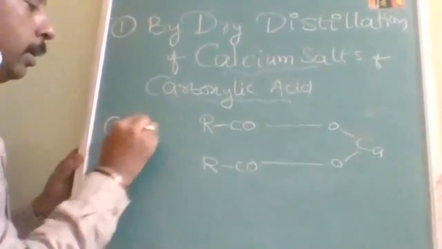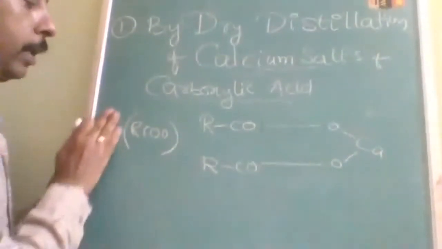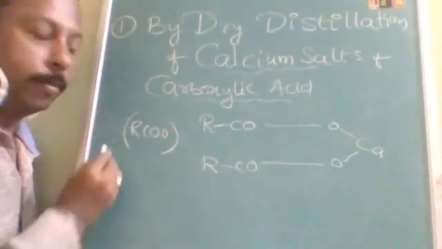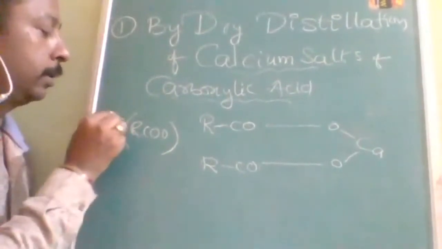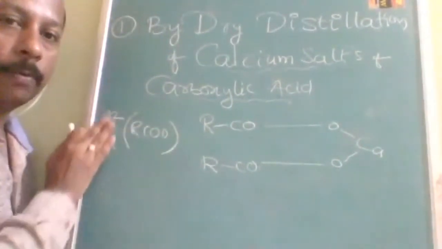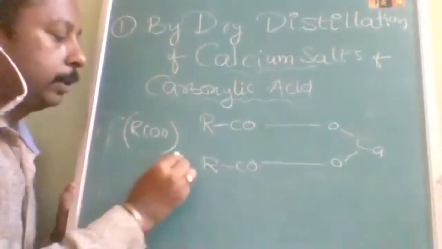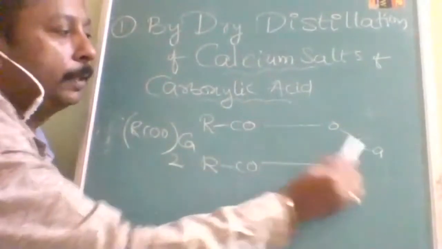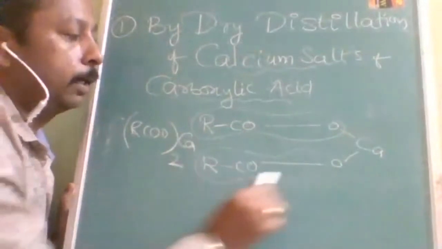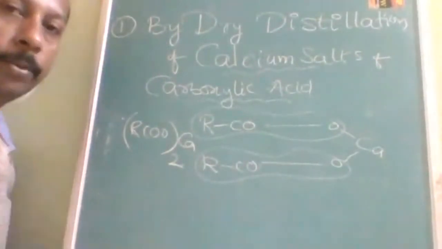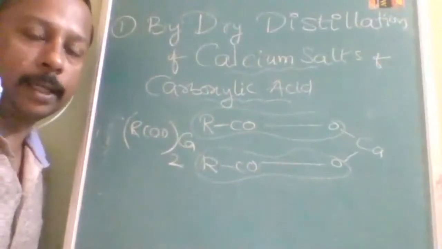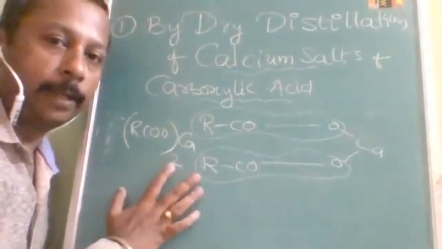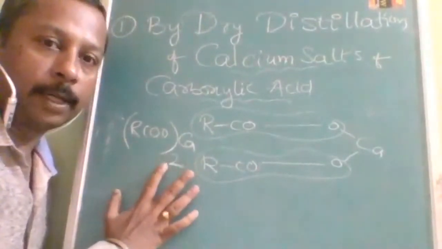Normally we should write the metal first and the non-metal afterwards. But if we write it here, there will be a misconception that Ca is attached to the alkyl group. So to avoid that, people generally write (RCOO)2Ca. So Ca is attached to RCOO 1 and RCOO 2. This is the structure of the calcium salt of carboxylic acid. I think it is understood now how it is formed.